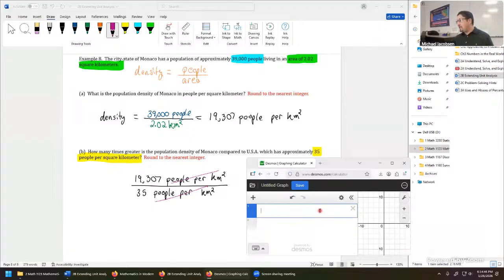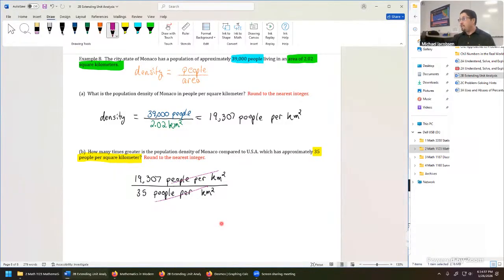Back into the calculator, this time it's 19,307 divided by 35. And this one, once again, also rounds up to 552. So this will be 552 times as dense. So Monaco is 552 times more dense in terms of people per square kilometer than USA.